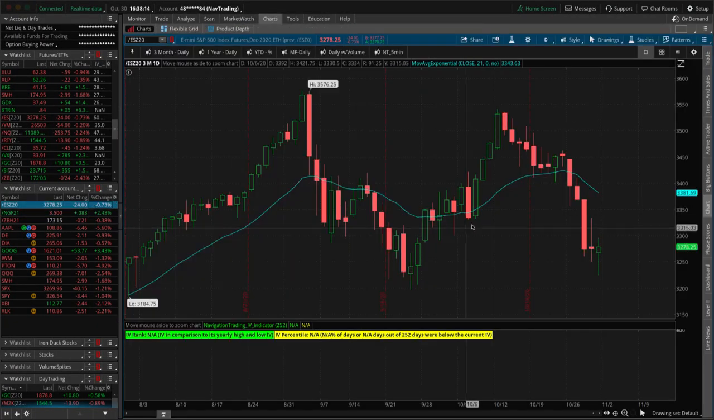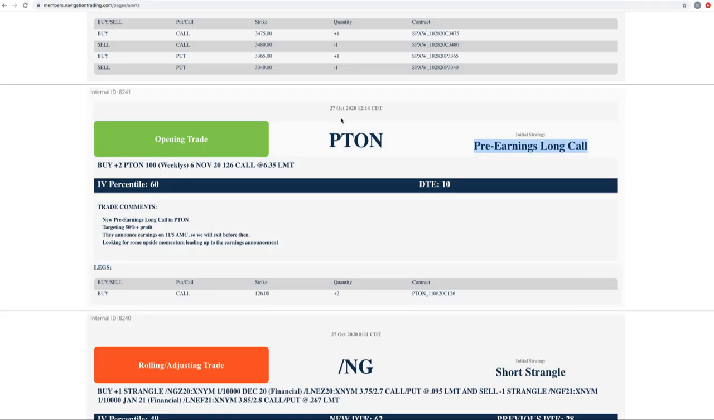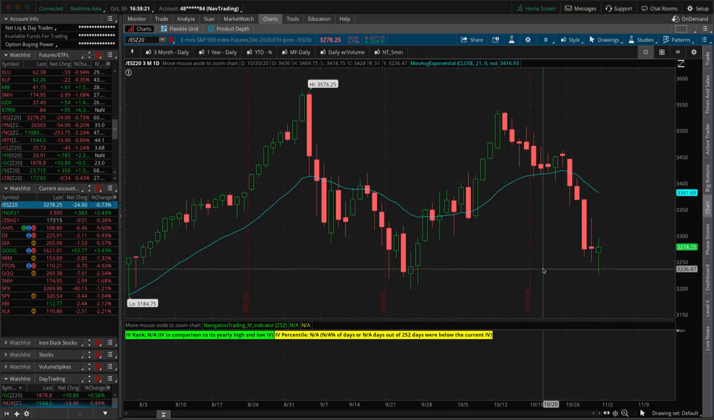Let's start with the S&P. So let's see, we put this on, what day was that? That was on October 27th. So on October 27th was this day here. So we had two pretty decent down days in a row.